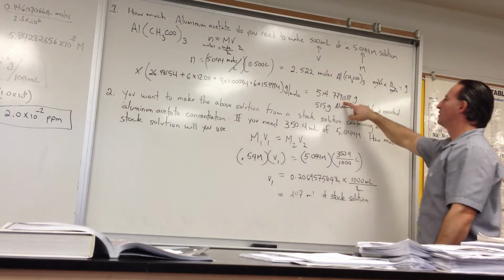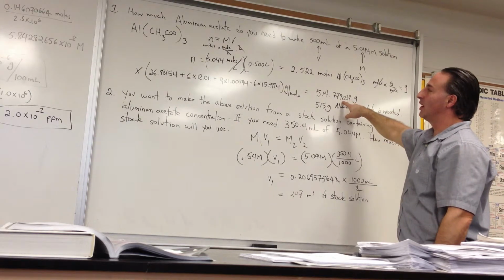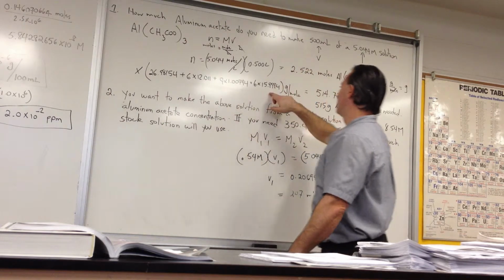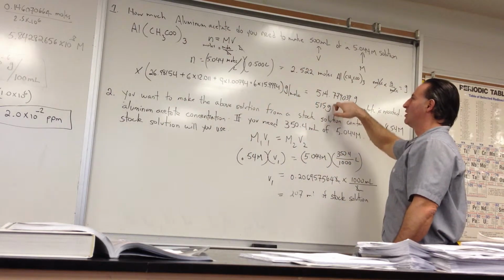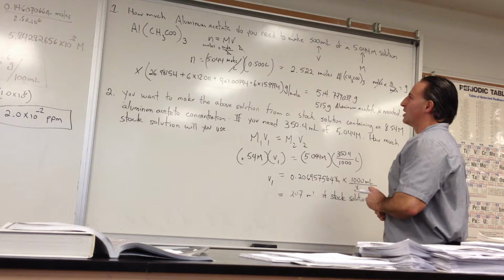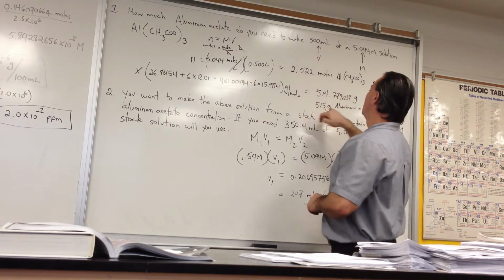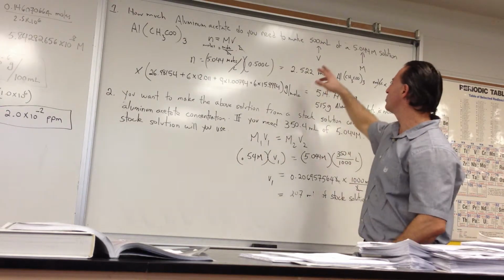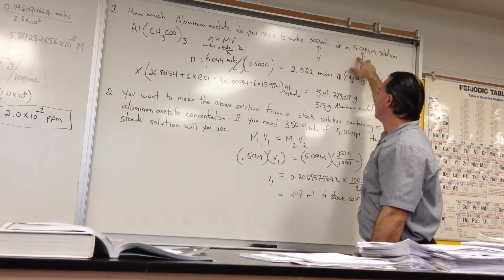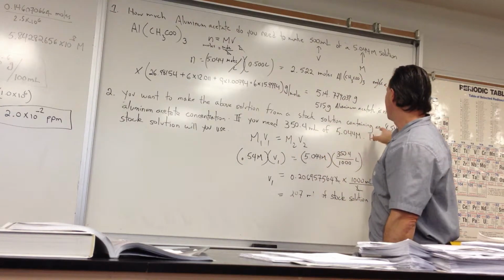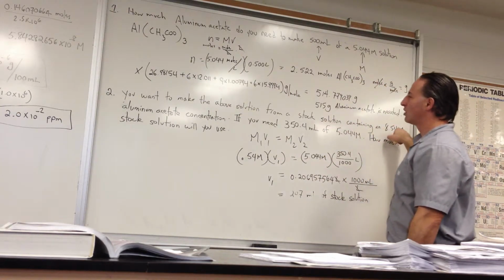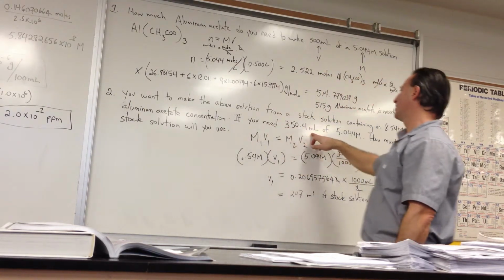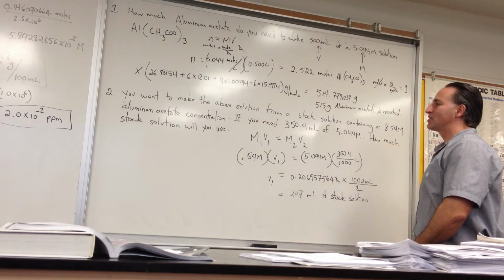Here's the molar mass of aluminum acetate multiplied by the number of moles. So this number times the number you would get by adding these together will give you 514. Because we only had 3 significant figures here, I rounded it up to 515. Now, suppose you want to make the same solution as above, 5.044 molar, from a stock solution containing 8.54 molar concentration of aluminum acetate. And now, if you need 350.4 mLs of it, how much stock solution will you use?